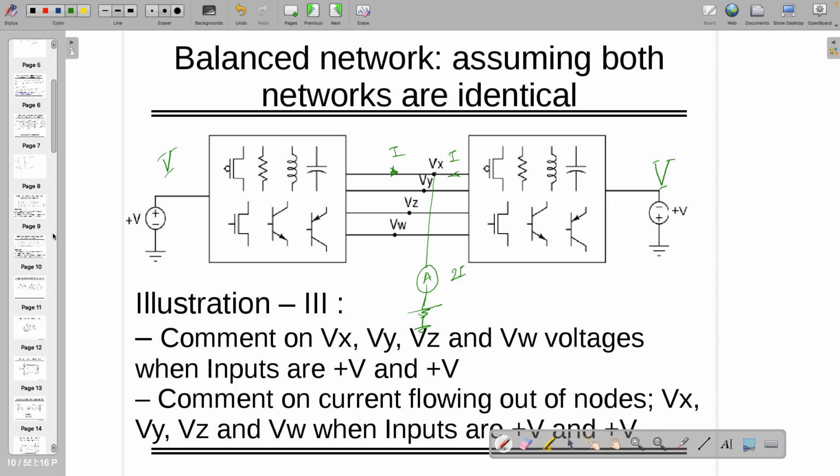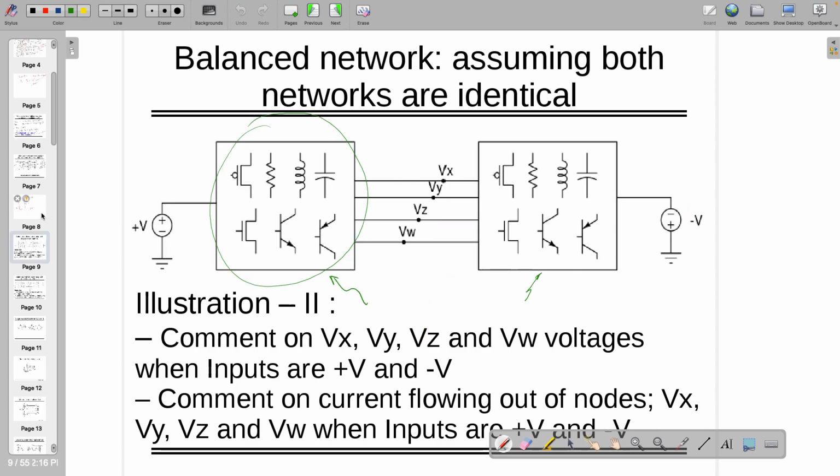In the previous situation, when it was plus V and minus V, this particular Vx, Vy, Vz, Vw all go to 0, right? Virtually. They are not there. You have to see that they are 0. They are not actually 0. They are not 0 in reality. But this is only happening if you are going to give the differential signal.